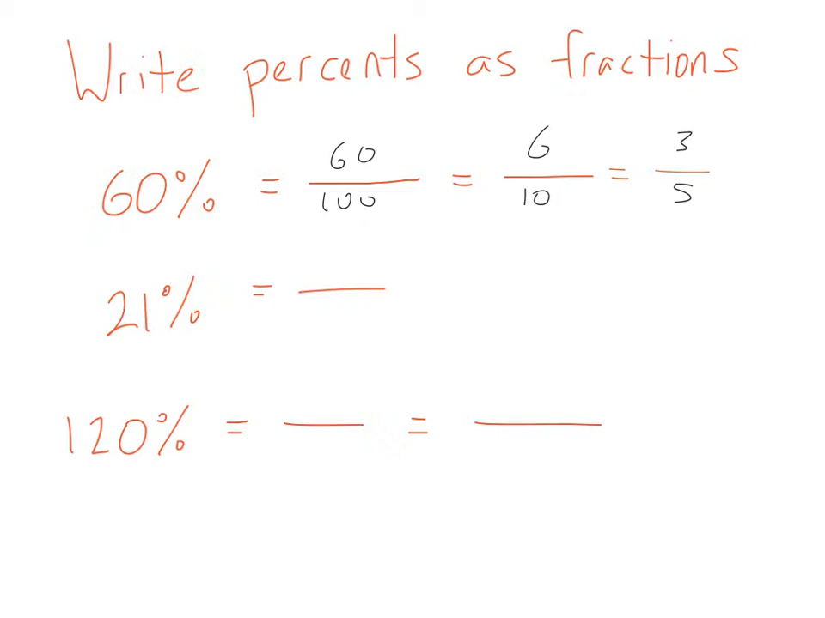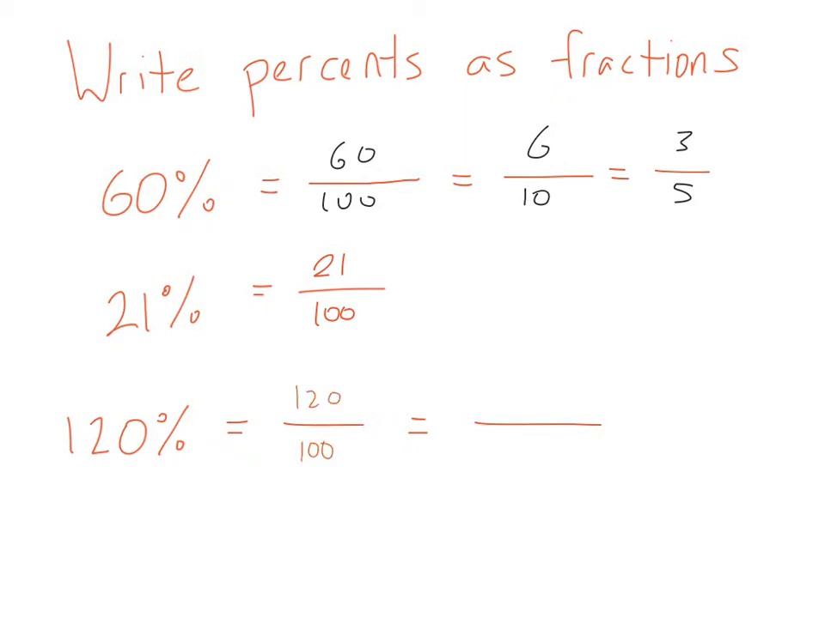How about 21%? Well, 21% is 21 over 100. Can I simplify 21 over 100? No, I can't, so that's done. 120%. Again, I don't care what number comes in front of that percent sign. If it's a percent, it means per 100. So you start out with 120 over 100.